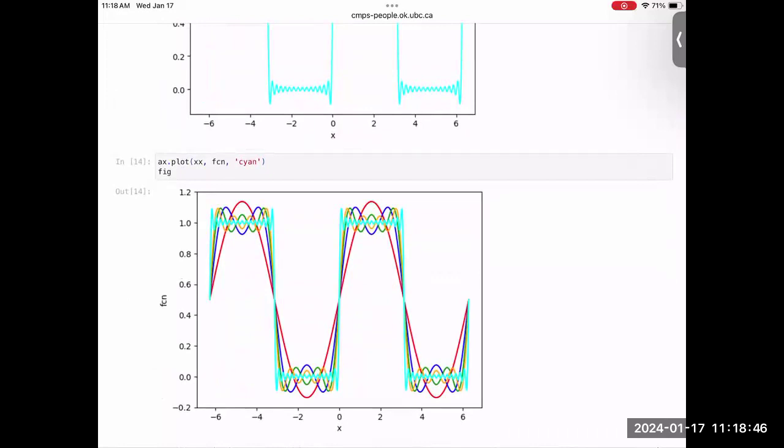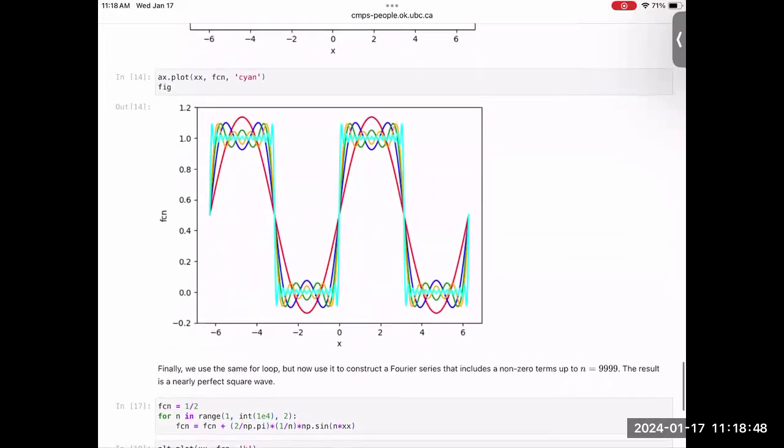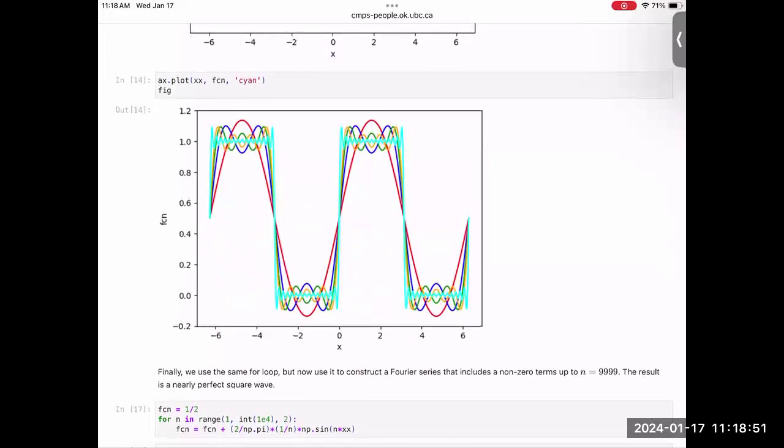Okay, last thing we're gonna do is use the same for loop to add up a bunch of terms, but we're gonna go up to 10,000. For something like Python, if I was to plot that by hand, I would die before I finished, but Python does it in an instant.